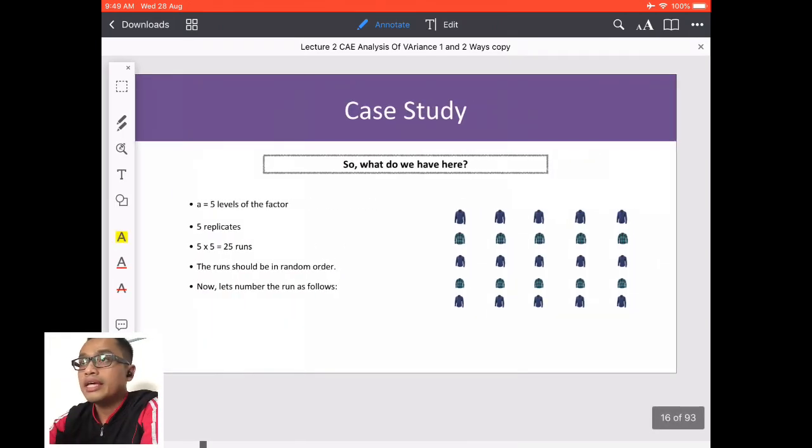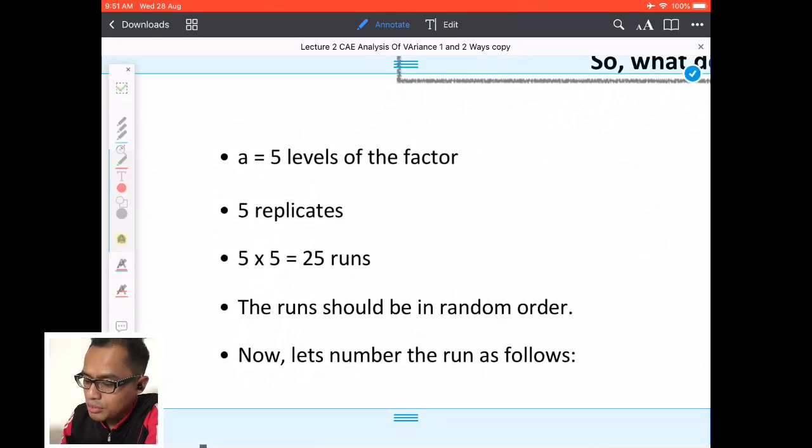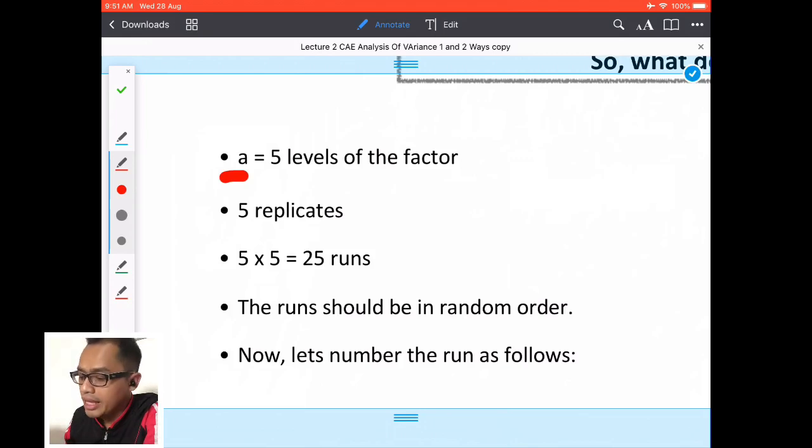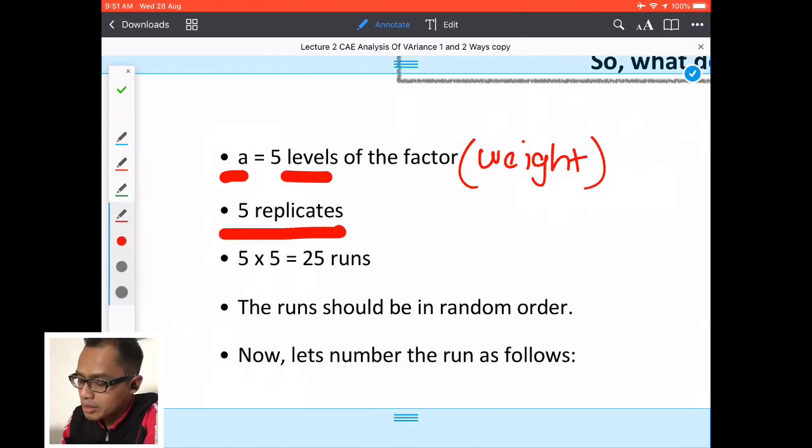What does this mean? In the t-test and z-test, I taught you the sigma symbol, which stands for variance. But in this case I have to introduce a few more terms and symbols. Let me enlarge this. The first thing is A. A stands for level. There are 5 levels of the factor, meaning the weight percentage: 15%, 20, 25, 30, 35. The factor is the weight. Another one is that you have 5 replicates. The symbol is N, not pi. N stands for replicates.